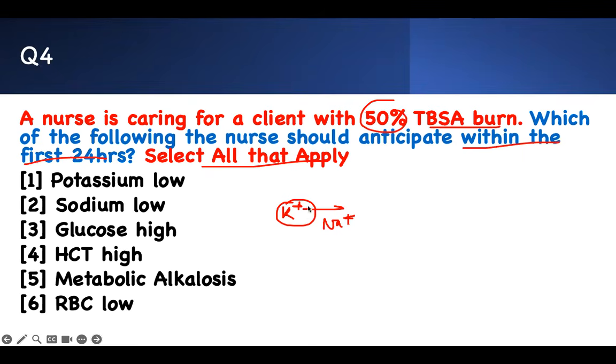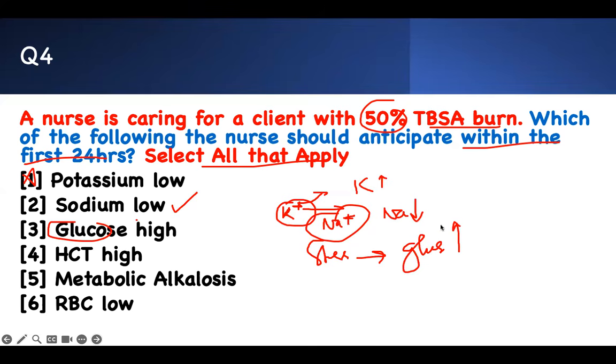When you have a burn, the cells burst open, potassium comes outside the cell, and the level goes up. Sodium is already outside the cell. You lose a bunch of it from dehydration, and then it gets diluted, so sodium goes down. So potassium usually is going to be high. Sodium is low. So we know that is going to be low for sure. Glucose is going to go high because of stress hormones. Stress hormones, epinephrine and norepinephrine, are released. So this patient is stressed, so your glucose is very high.